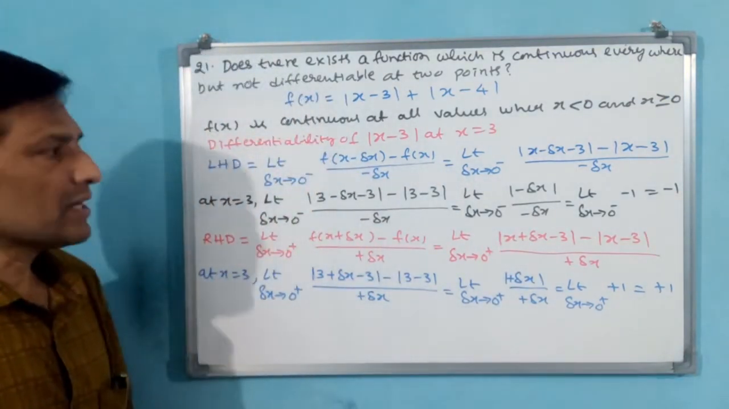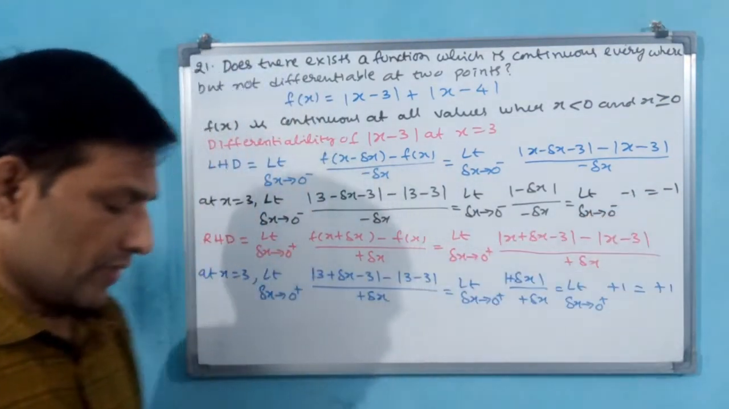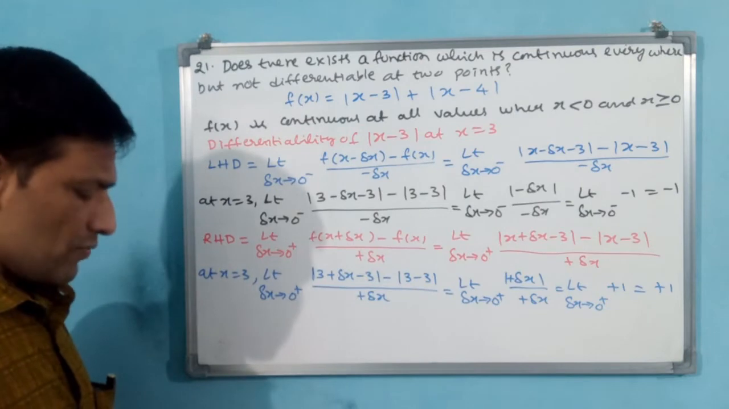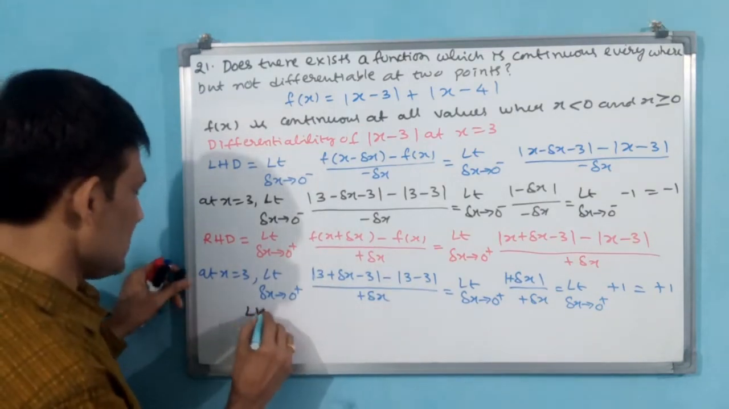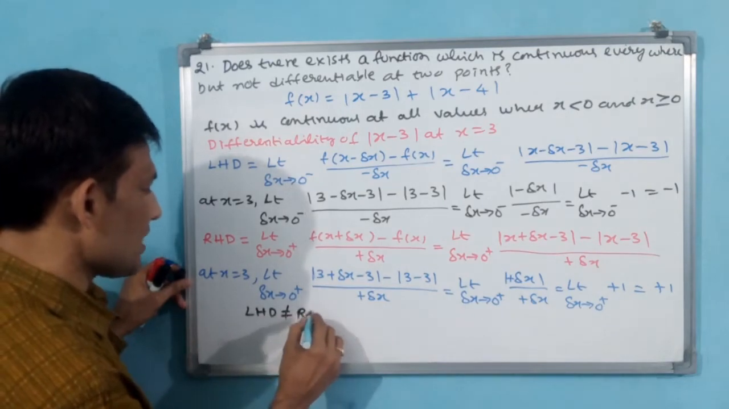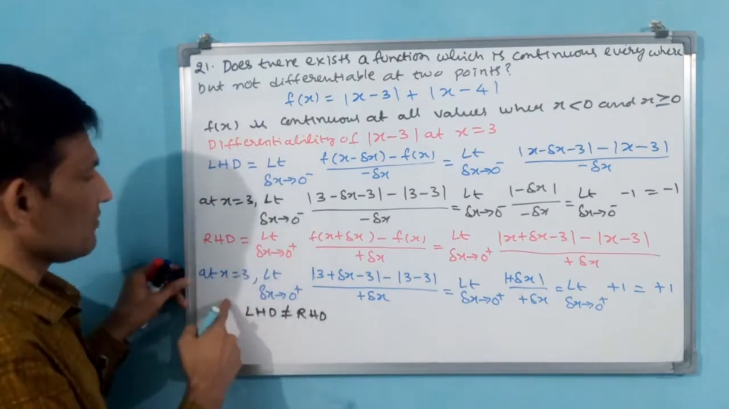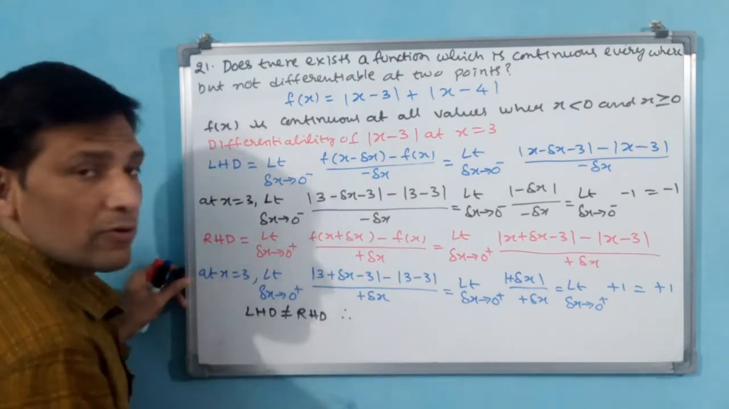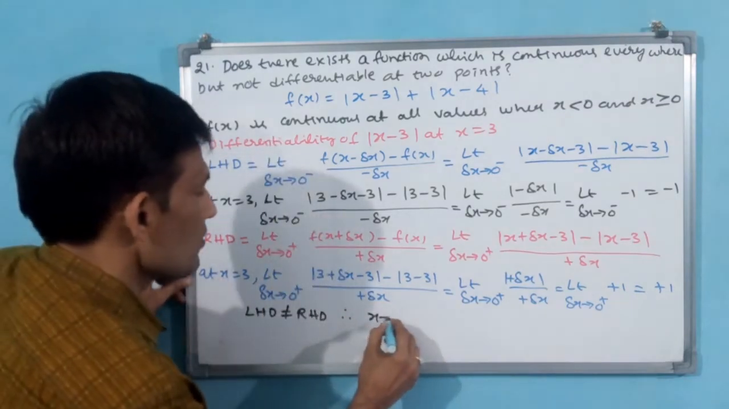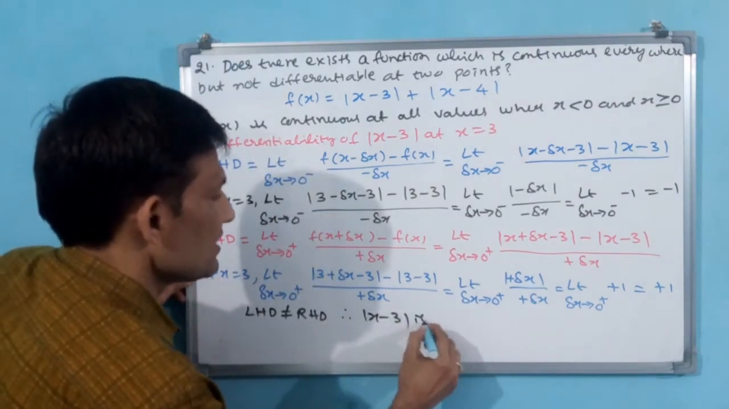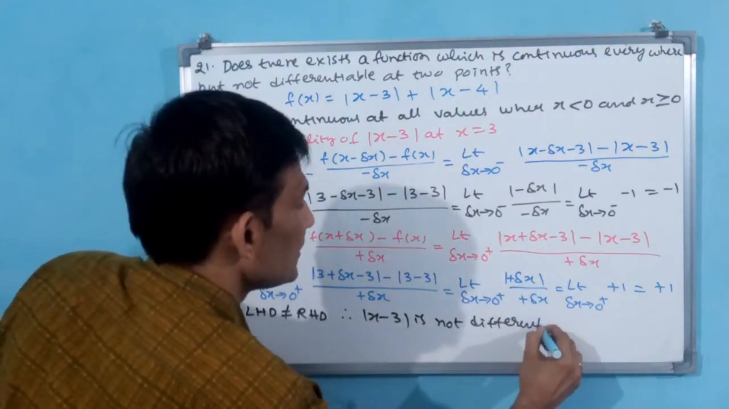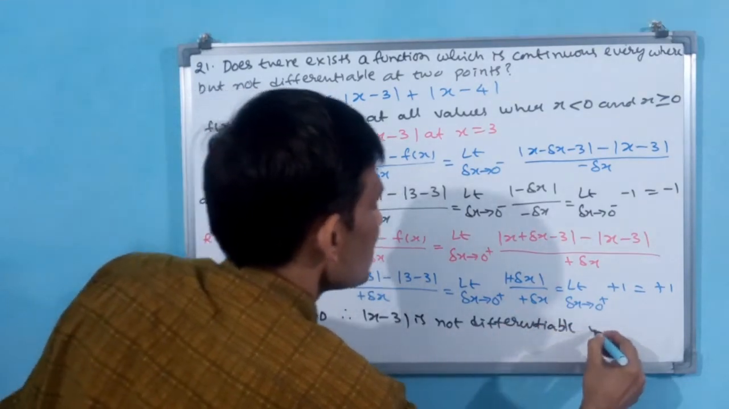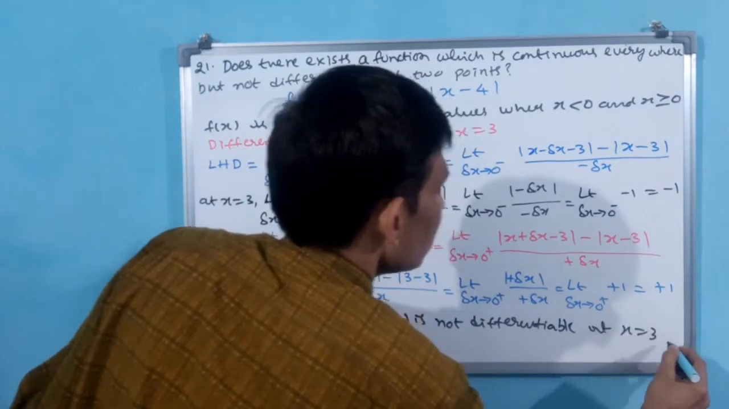Plus 1 you write. Why? Because now you write down. What you are going to write? LHD is not equal to RHD. Left hand derivative is not equal to right hand derivative. Therefore, modulus of x minus 3 is not differentiable at x is equal to 3.